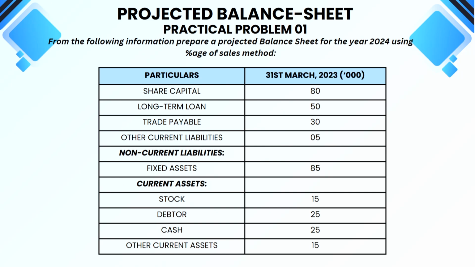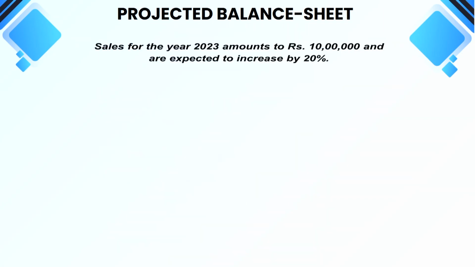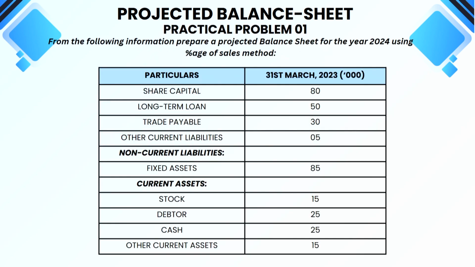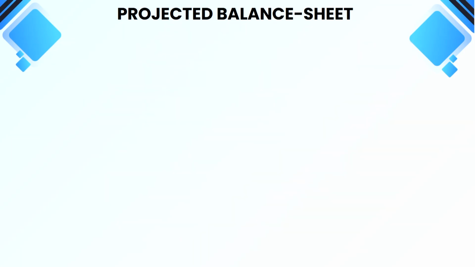Moving ahead with question number 1, in which we are given different information, and you are given one more piece of information to deal with: the sales for the year 2023 amount to rupees 10 lakh and are expected to increase by 20%. So we are going to use 10 lakh rupees, the sales of 2023, as a base, and then on the basis of the information provided, we will frame the projections to be used for the year 2024. Now, we start with the question.